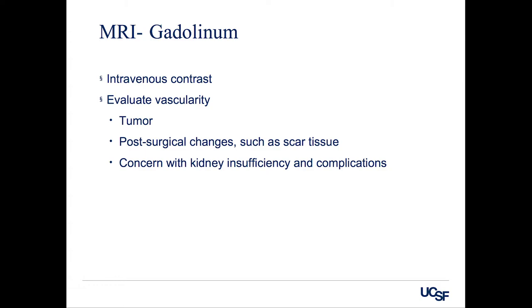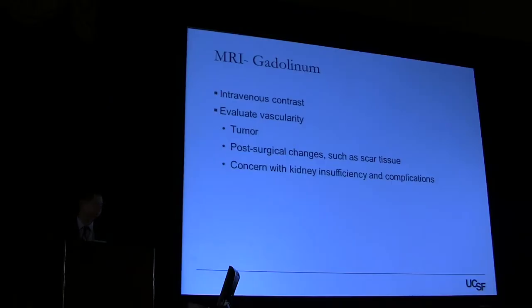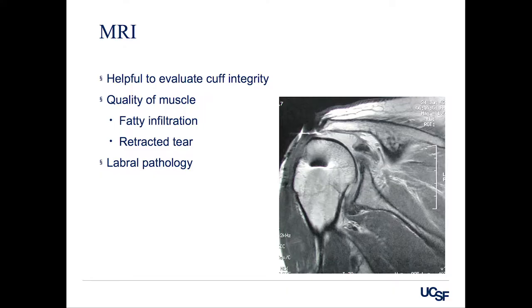If you have post-surgical changes, such as scar tissue, you can use IV contrast there to highlight what's scar tissue and what's normal tissue, because scar tissue will not take up the contrast. It won't have as much good blood flow to it. But sometimes you're worried about the effects of the contrast when you give it IV, such as kidney insufficiency and any complications from that.